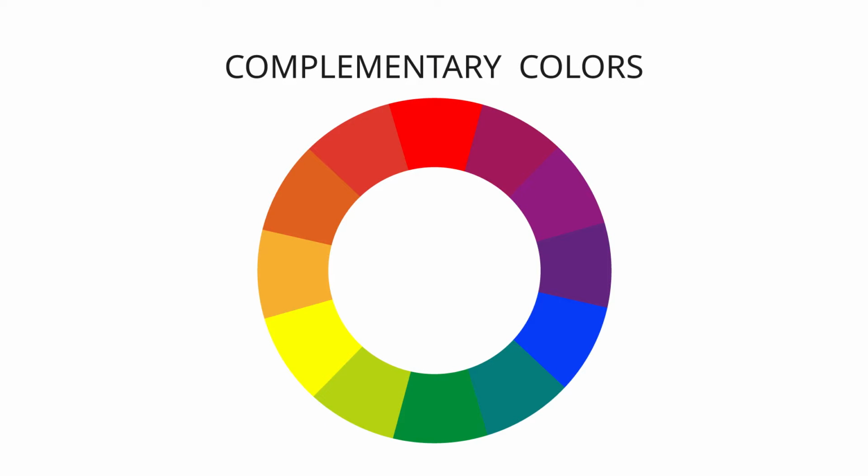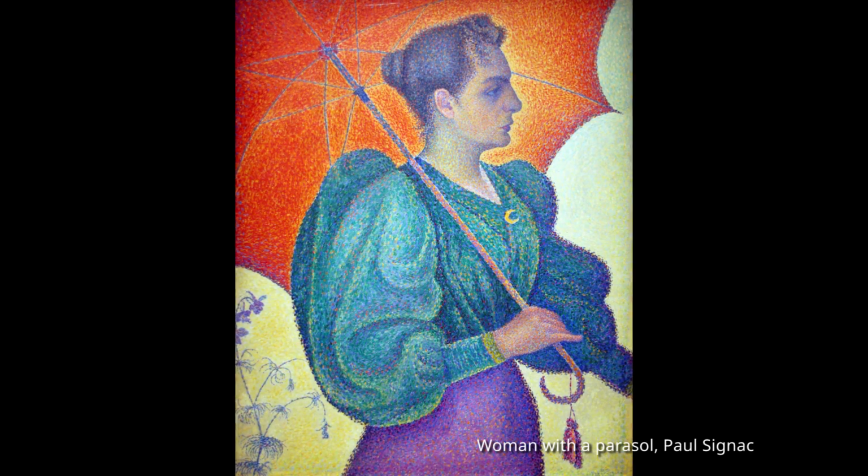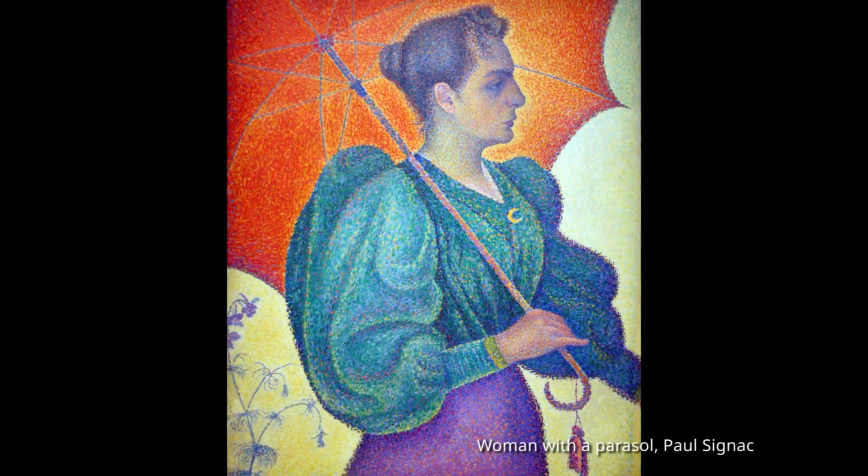Complementary colors are directly across from each other on the color wheel, like red and green, or blue and orange. When you put these next to each other, you should be careful because they create visual contrast and interest.